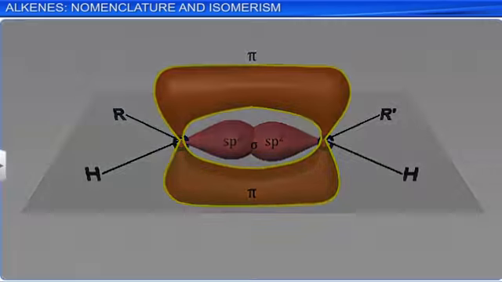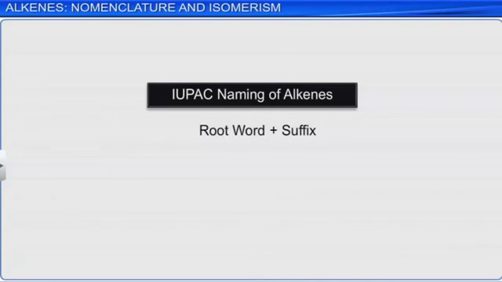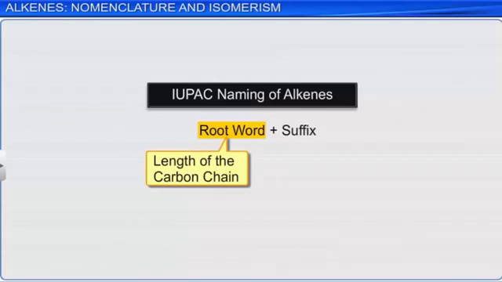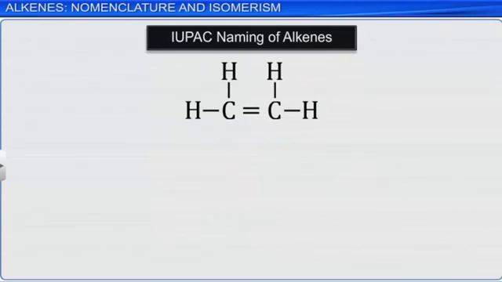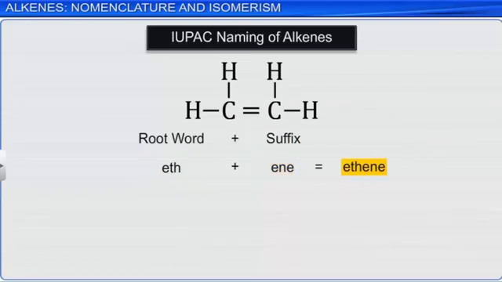The IUPAC name of the alkenes can be divided into two parts, that is, root word, which indicates the length of the carbon chain, and suffix -ene, which indicates the double bond. For example, the IUPAC name of an alkene with two carbon atoms can be divided into two parts, that is, root word eth plus the suffix -ene. Hence, the IUPAC name is ethene.